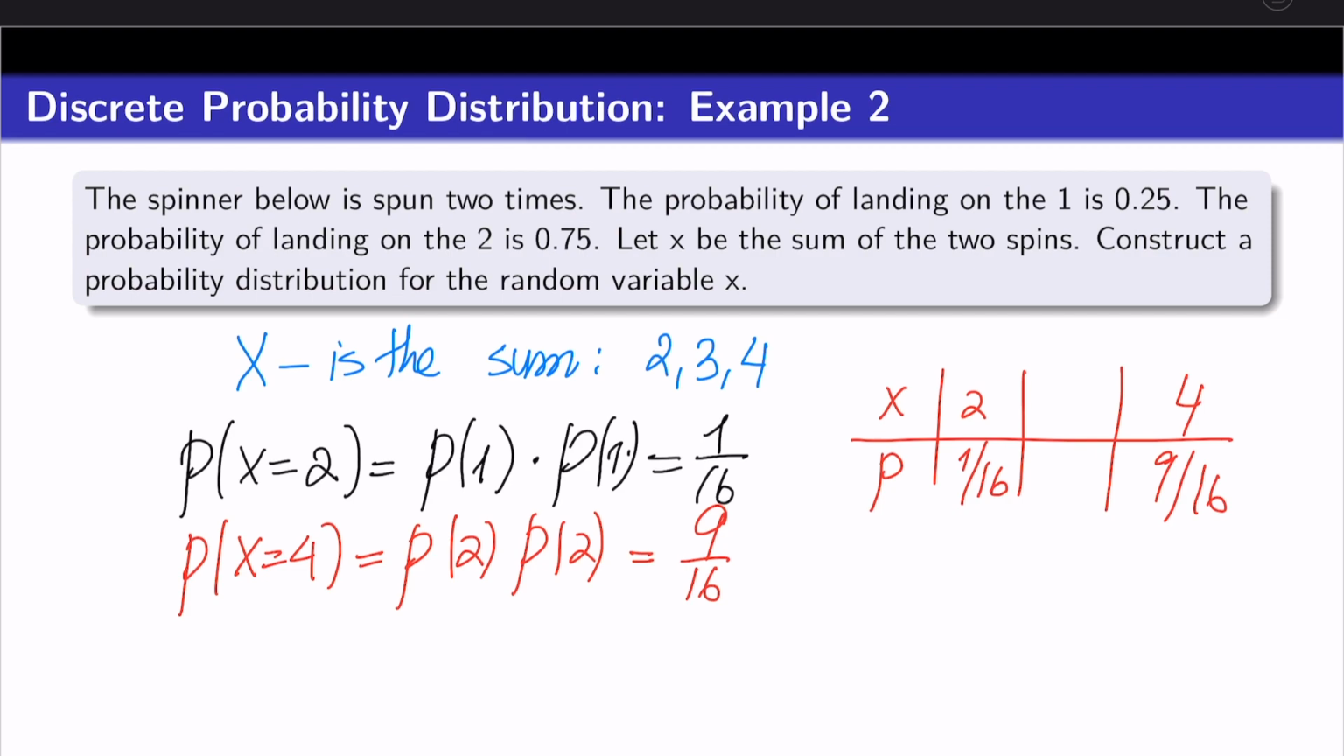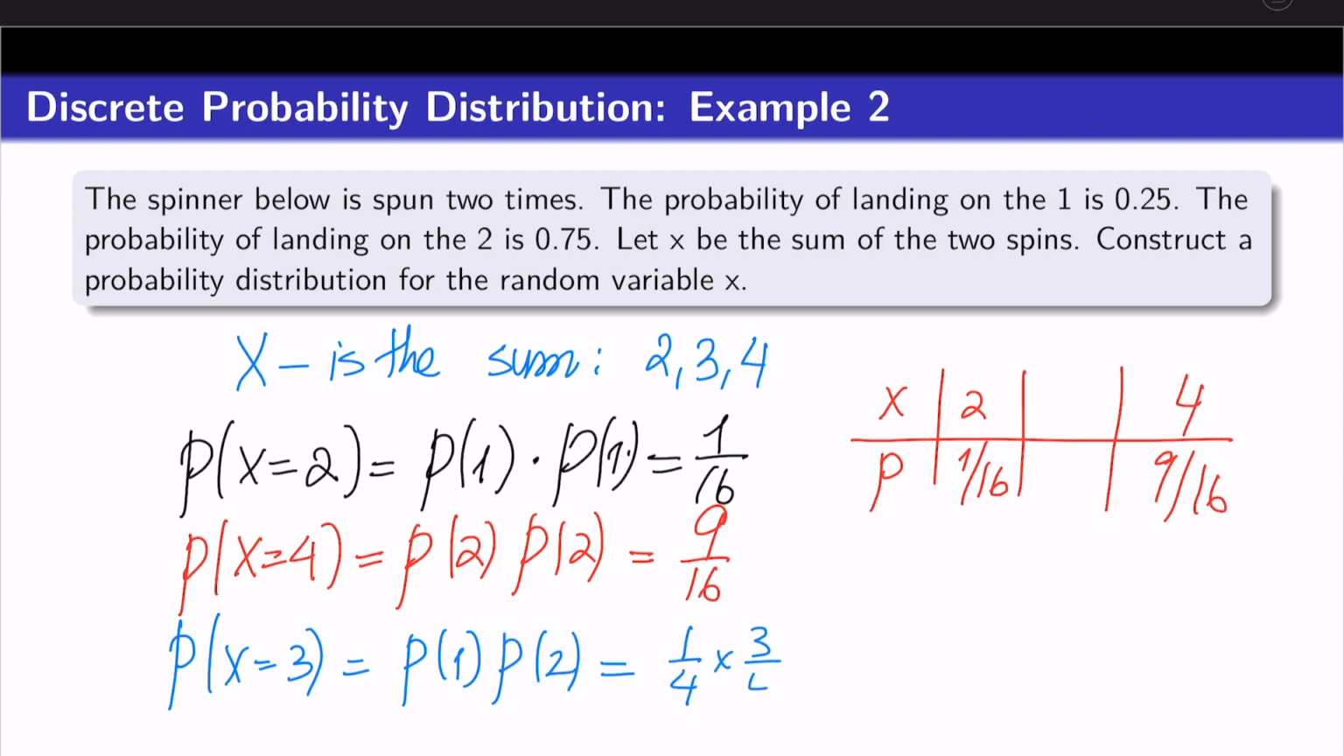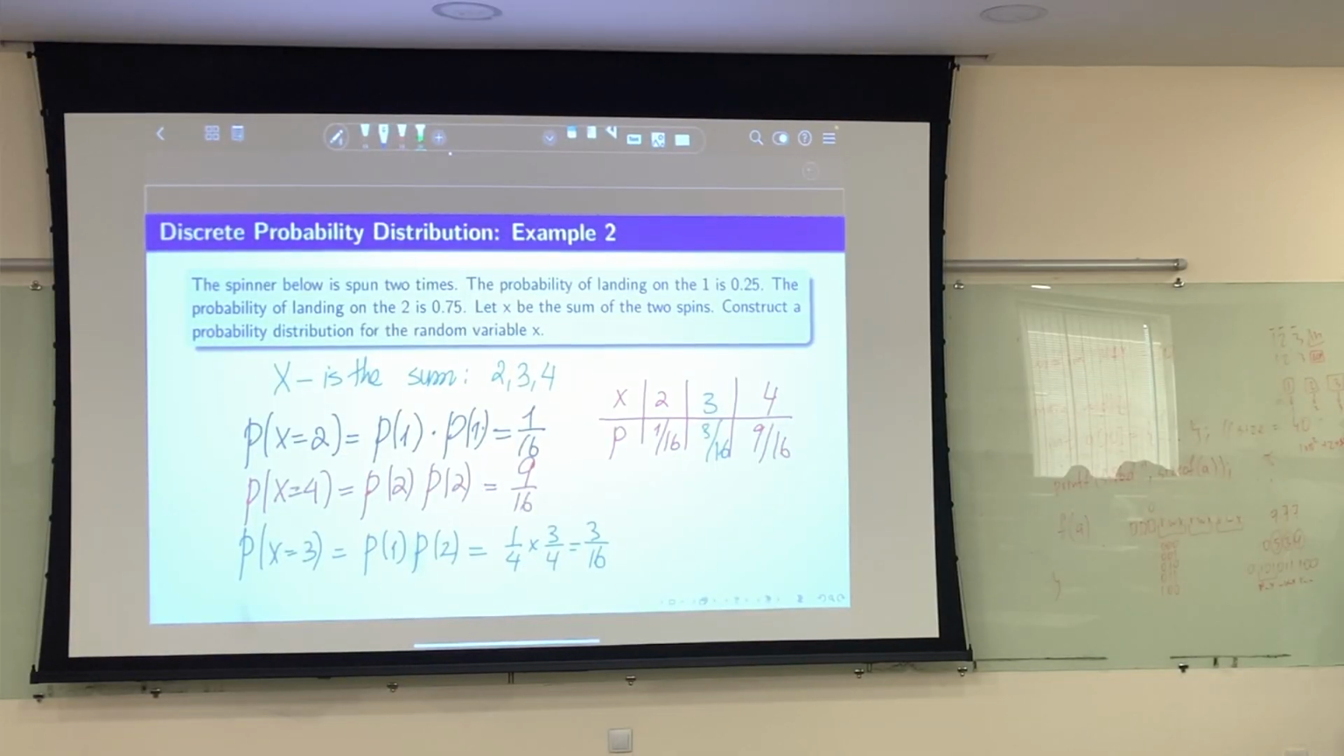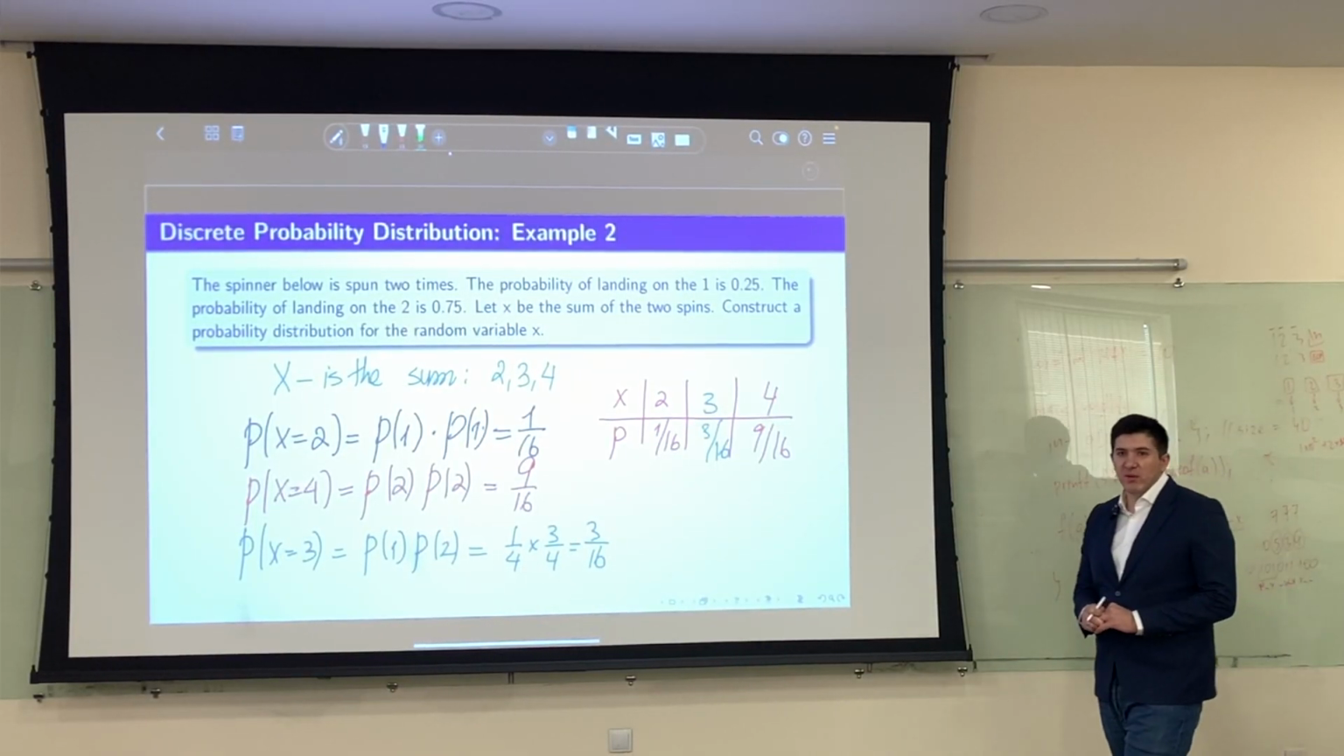And the probability of obtaining 3 is going to be equal to when you get 1 in the first trial and 2 in the second trial. It is going to be 1 over 4 times 3 over 4. It is going to be 3 over 16. So 3 is going to be 3 over 16. Okay? And this is going to be the probability mass function.